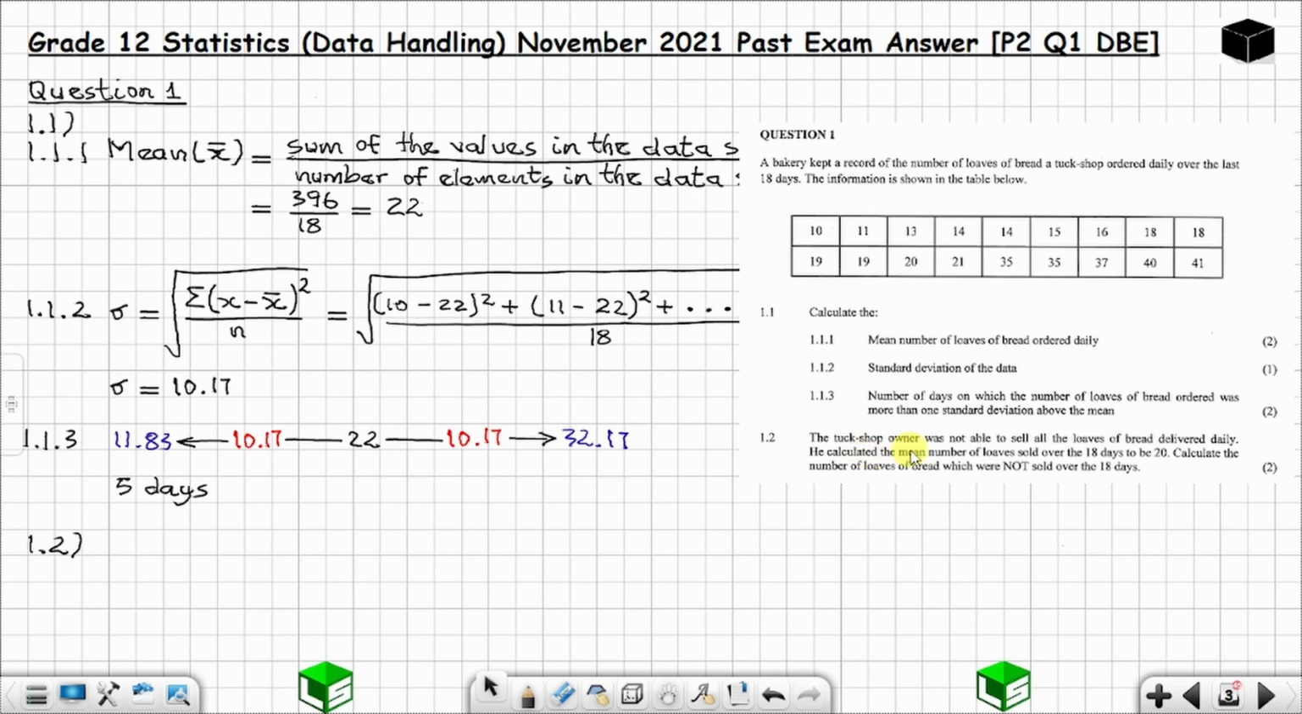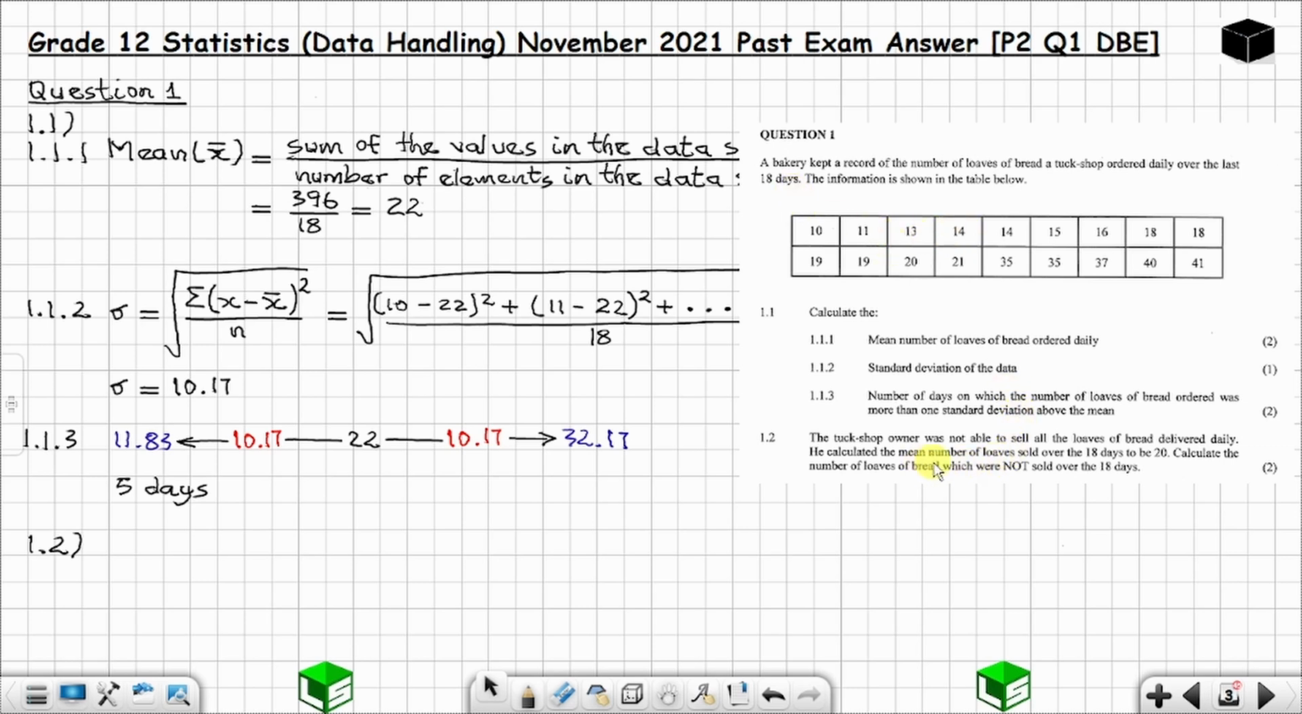The tuck shop owner was not able to sell all the loaves of bread delivered daily. He calculated the mean number of loaves sold over the 18 days to be 20. So the mean he calculated was 20 over 18 days. Calculate the number of loaves of bread which were not sold over the 18 days. Normally, this is the number of loaves of bread ordered. And when you do the sum, we obtained 396. So 396 loaves of bread are ordered over 18 days.